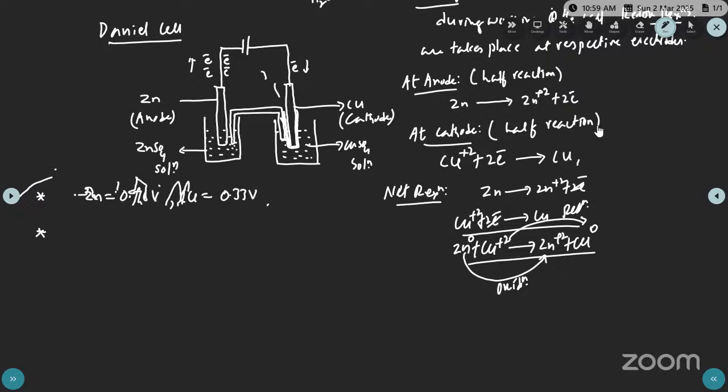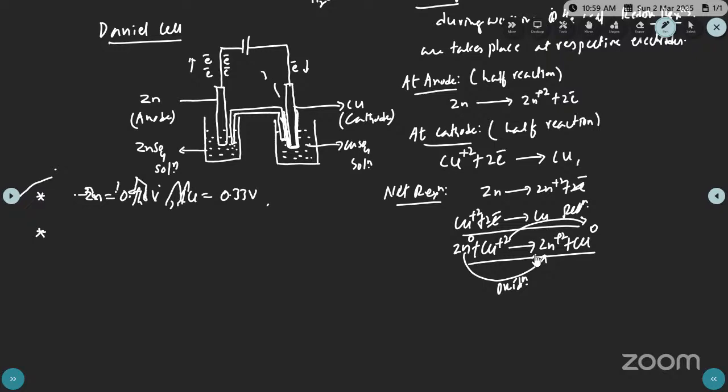So combining the two half reactions together, we get the cell reaction. What is the cell reaction? This is the cell reaction. I am repeating all the terms because they come in problems. Cell reaction means nothing but the net reaction of the cell, the redox reaction of the cell. Clear?